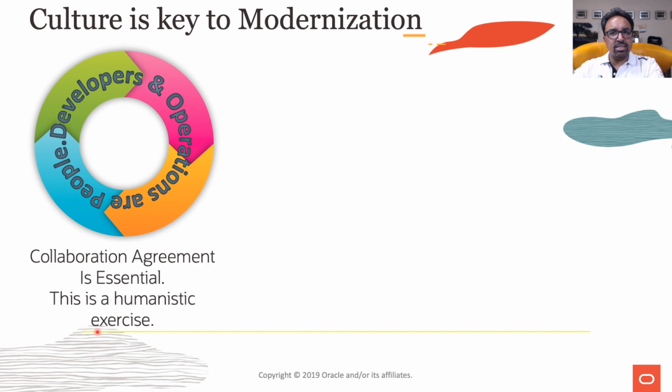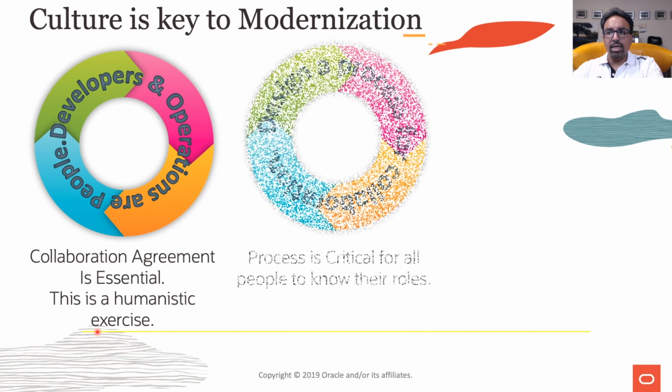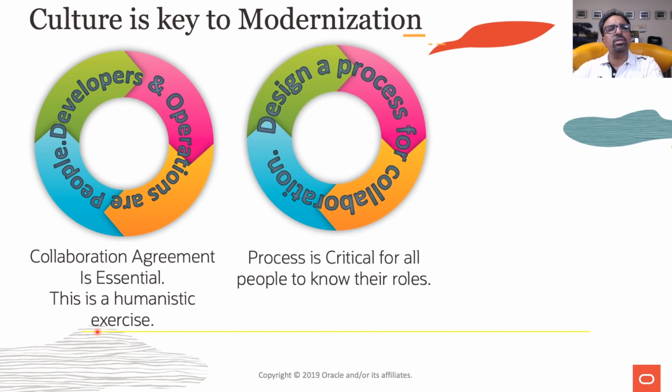So the first thing is the two groups, the developers and the data center operators, need to agree to collaborate, to communicate, and what that process looks like. So once they've got an agreement on collaboration, and this is a humanistic thing, it's not an automation tool, it's just a bunch of people agreeing. The next thing is to design the process.